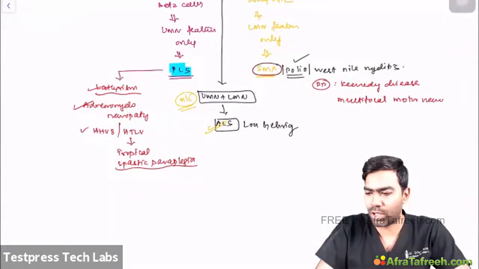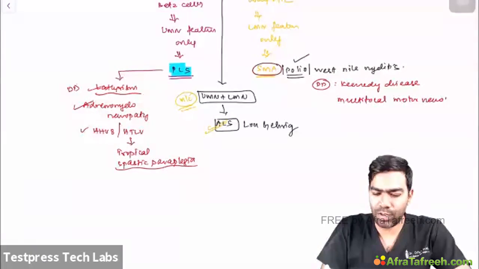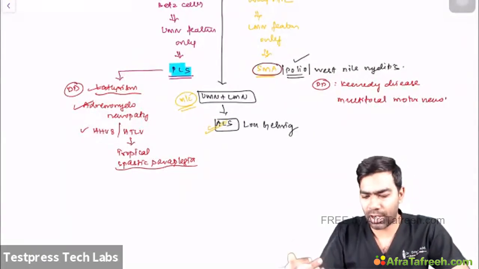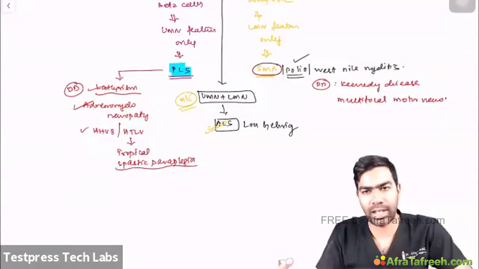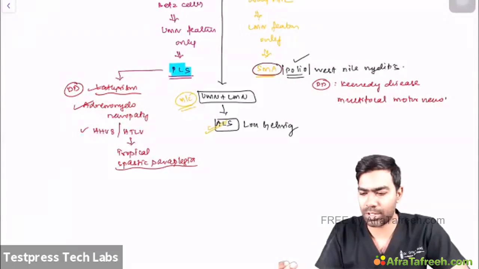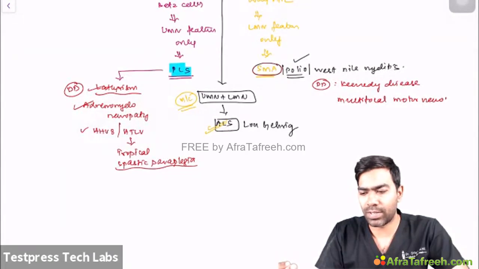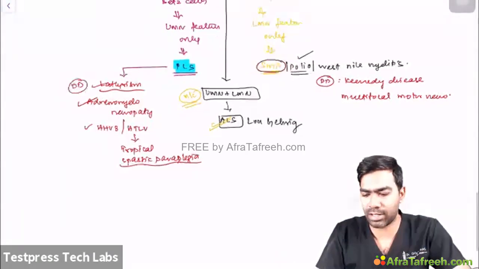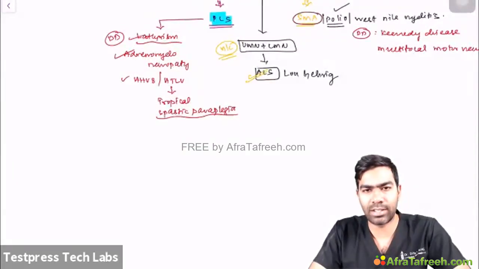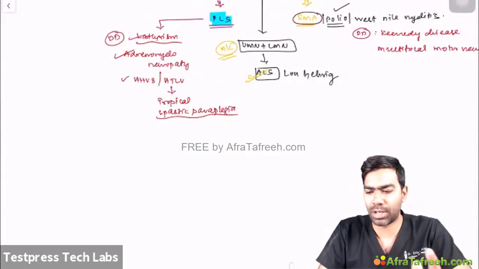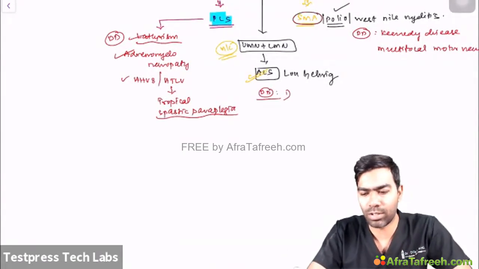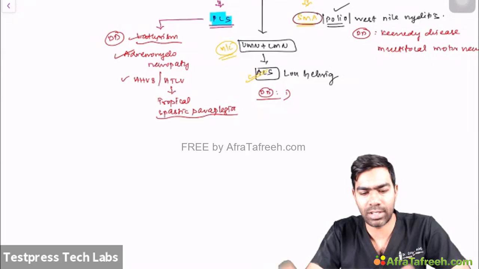Multifocal motor neuropathy. So the DD for PLS: lathyrism, adrenomyeloneuropathy, HHV8 and HTLV related tropical spastic paraplegia. And the DD for spinal muscular atrophy is poliomyelitis, West Nile myelitis, Kennedy disease and multifocal motor neuropathy. And the DD for ALS is usually not that common, but there are some two DDs which you need to tell. This is more important. So even if you forget those other things, these you should not forget.